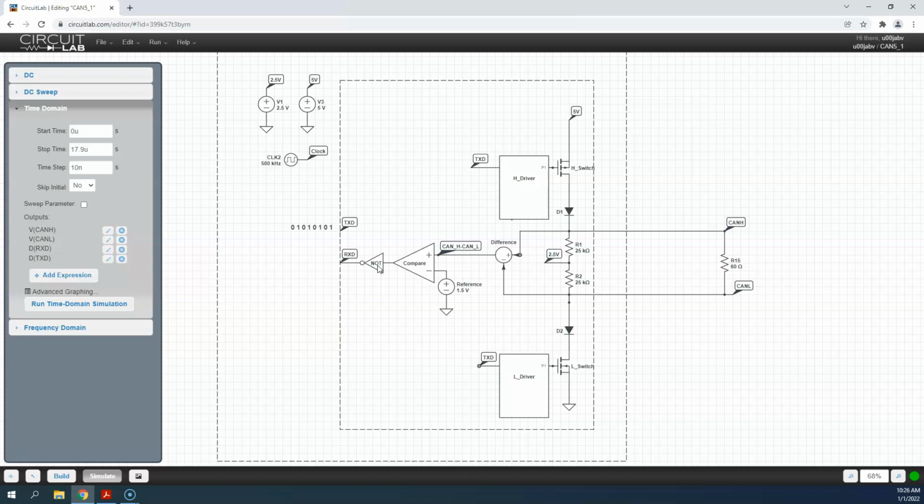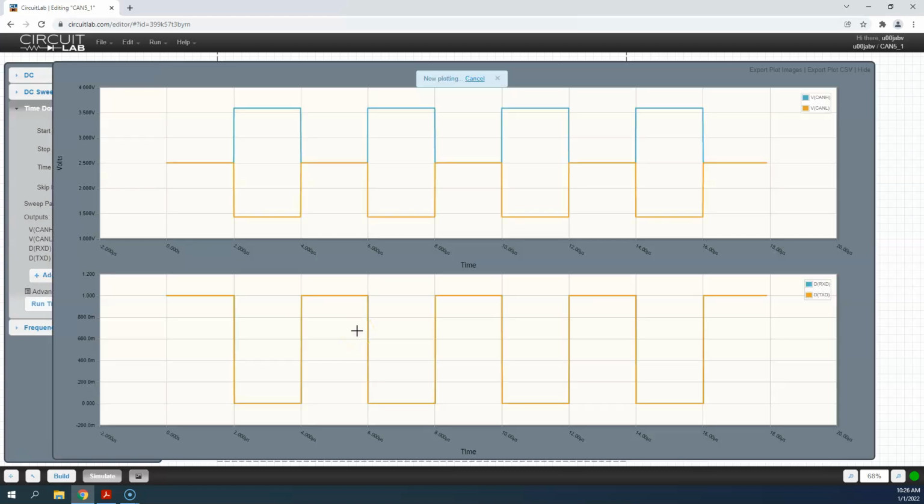And what this does is it allows us to put this back into the rules of J1939. So I've done this to simplify it. What I expect is TXD and RXD to be the same digital value, either 0 volts or 1 volt. So let's go ahead and run the time domain simulation, and we'll take a look here.